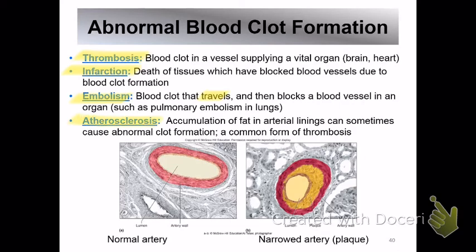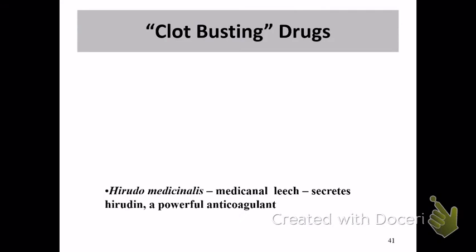Atherosclerosis is the accumulation of fats. That's going to be high cholesterol. And we'll talk about cholesterol in another chapter. But accumulation of fat in the lining can sometimes cause a blood clot. So in the arteries, in the arterial lining, a common form of thrombosis. So kind of know all those are kind of like vocabulary words.